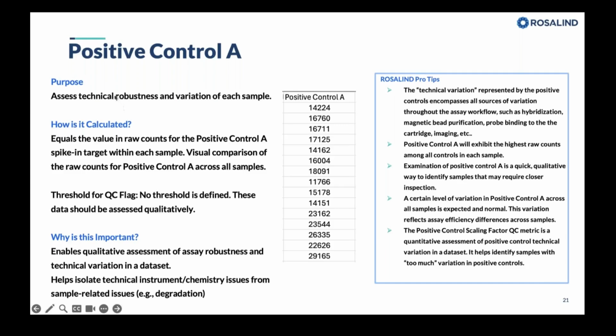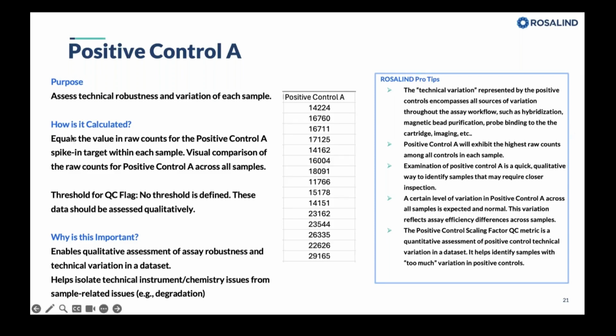So the purpose of looking at positive control A, if I go back to my talking points here on the left, is that it allows us to look at the variation of the technical performance across all samples. So how is it calculated? I put a lot of words here for future reference, but you simply look at the values, the raw counts of positive control A. So that's all it is. There's no threshold, there's no quantitative assessment here. It's purely qualitative.